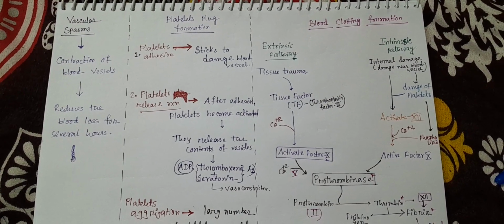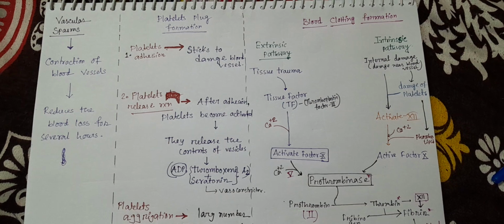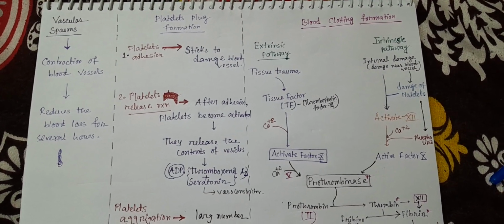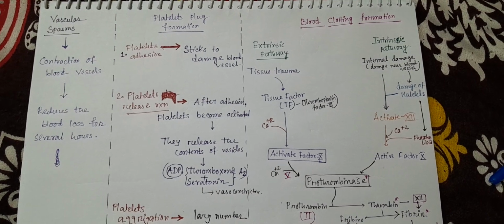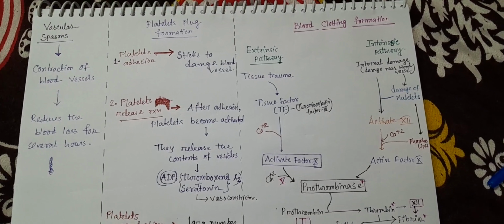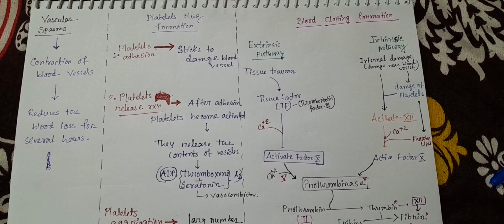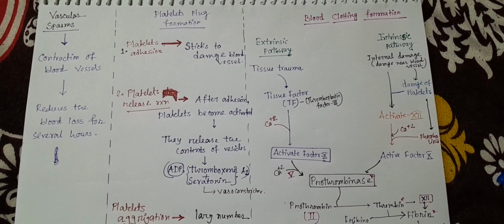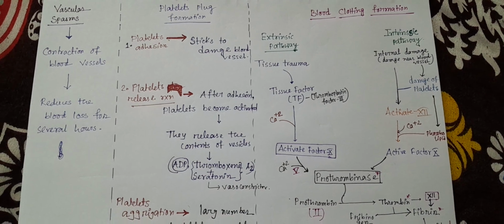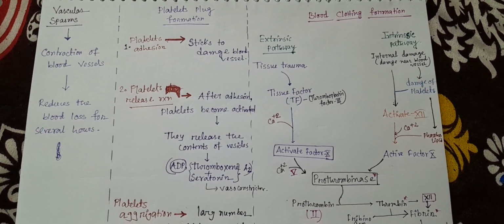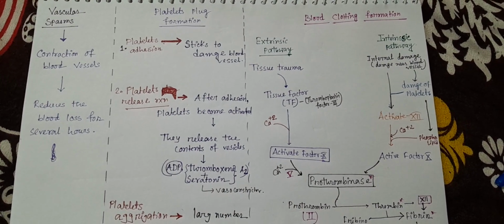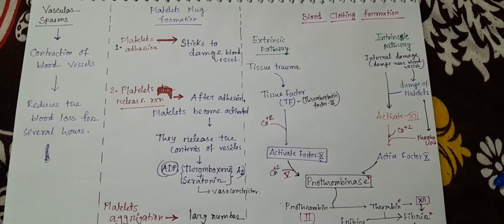The first event is vascular spasm. So we all know what the meaning of vascular is? Here vascular means blood vessels, right? And spasm means contraction. The first event in blood clotting is the vascular spasm. That is, blood vessels become contracted and narrower, so that it can reduce the blood loss for several hours.